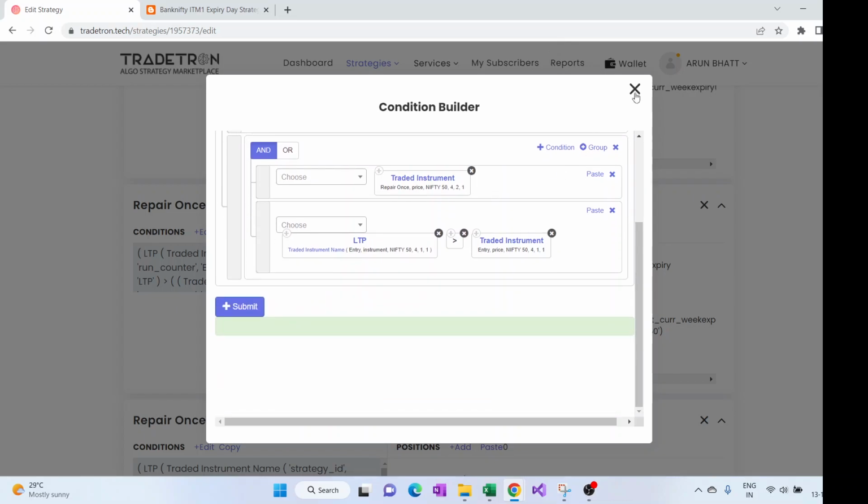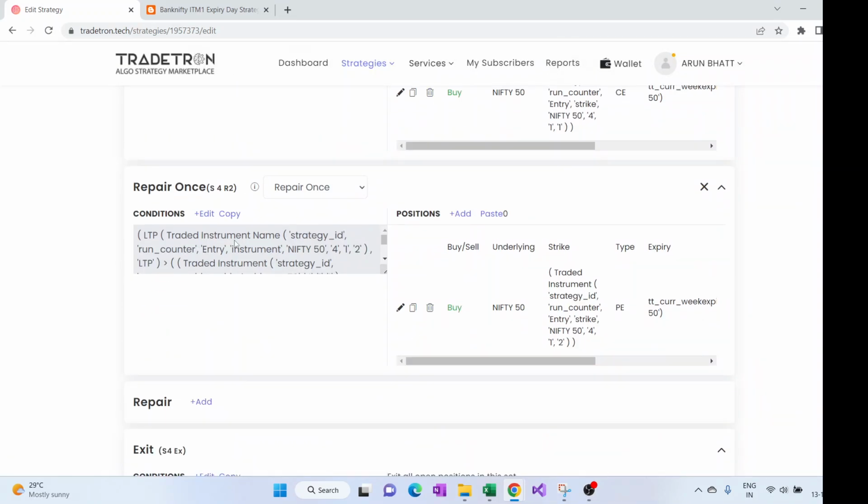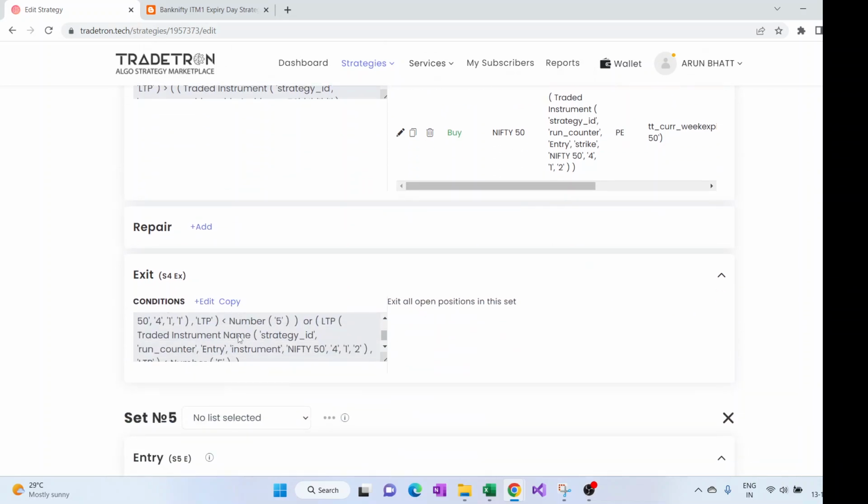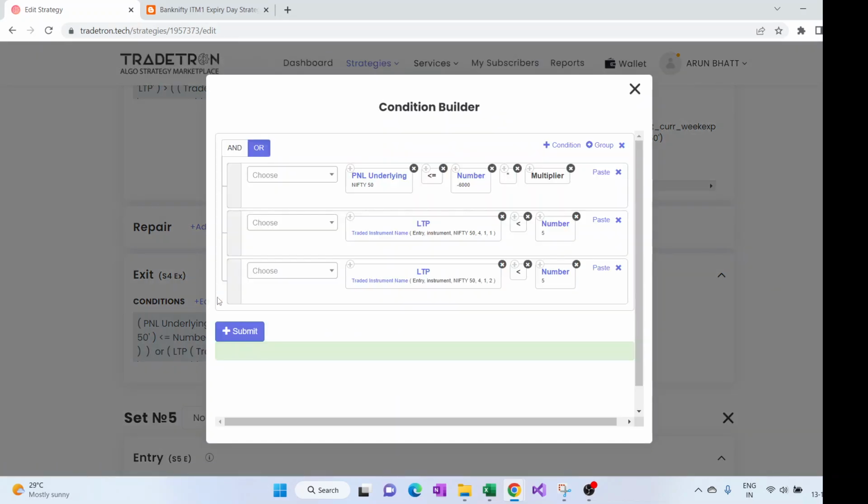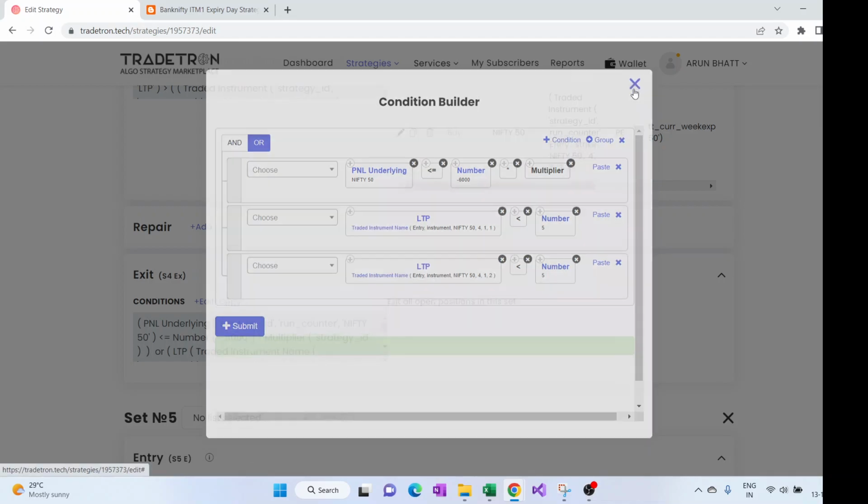And here also one more same thing is there: if any leg becomes below 5, I'm leaving 5 points on the table, because I don't want to take the risk of reversal once it reaches below 0.5, and that depends on the individual. So if you remove these two lines from here and then submit and save, this option will go off.